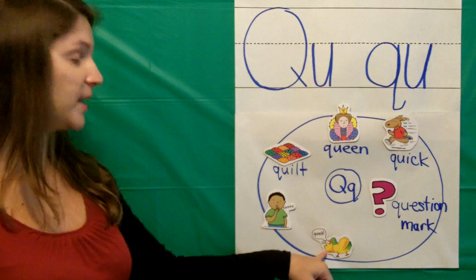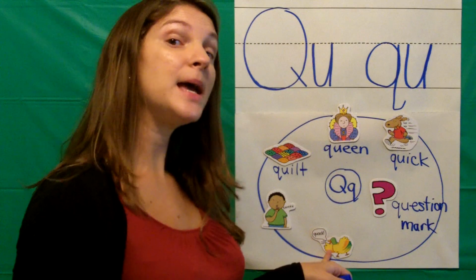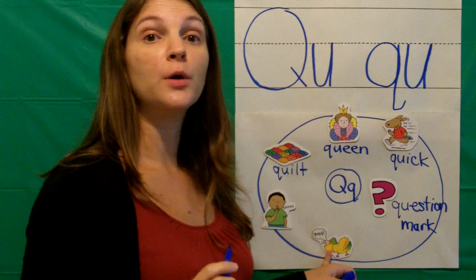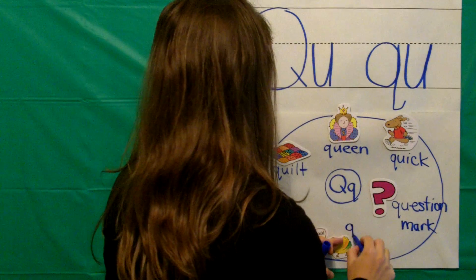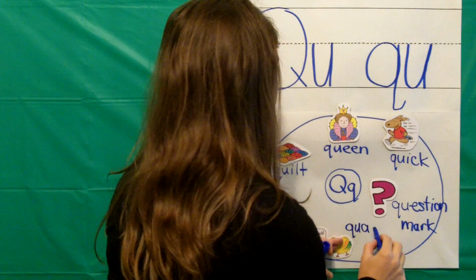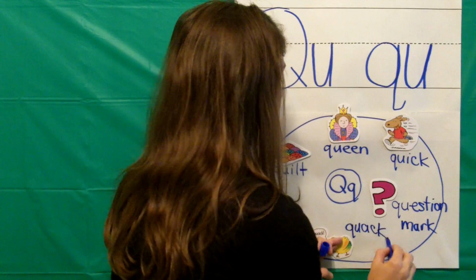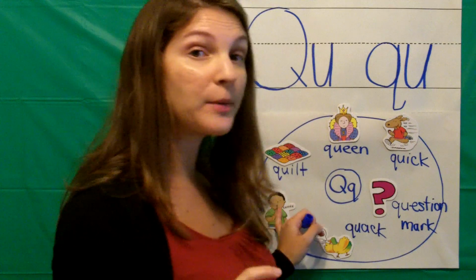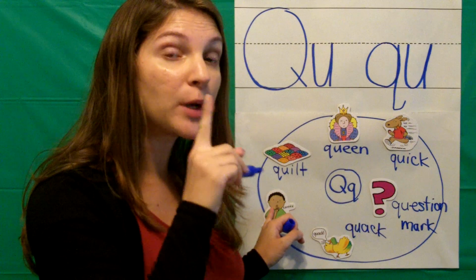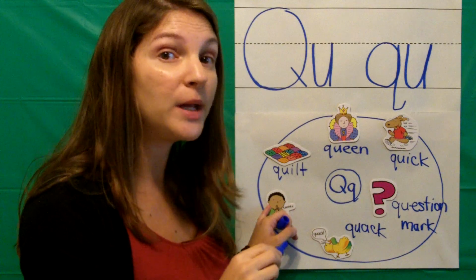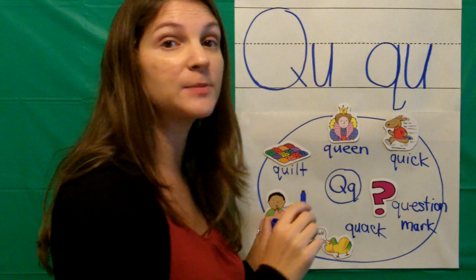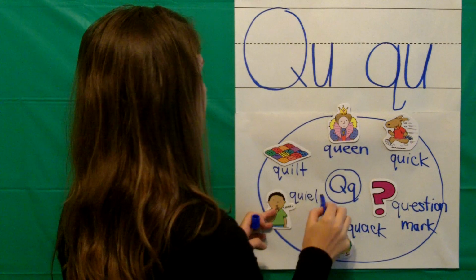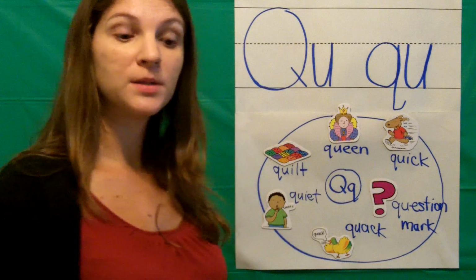Question mark. Over here, this is a duck, and he says, what do ducks say? They say quack, quack, quack. Let's write the word quack. Q-U-A-C-K. Quack. Lastly, there's a little boy, and he's going like this, just like what I was doing at the beginning of the video. And he's going, shh, be very, very quiet. Let's spell the word quiet. Q-U-I-E-T.